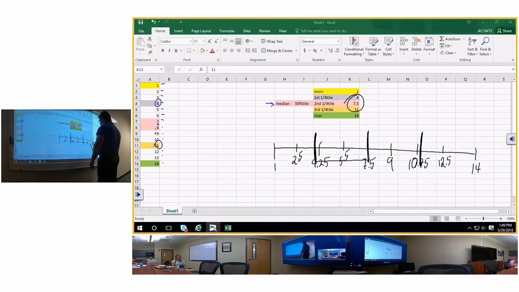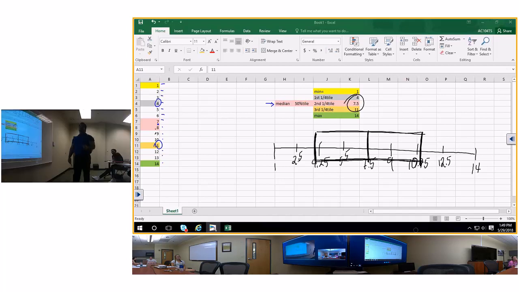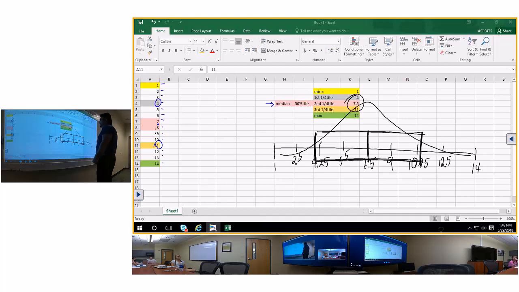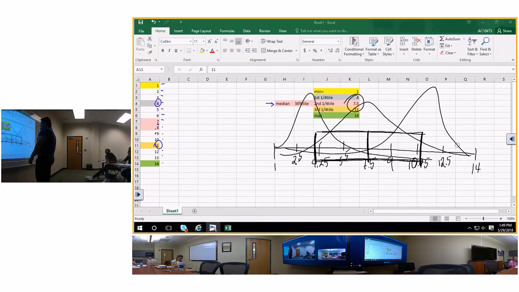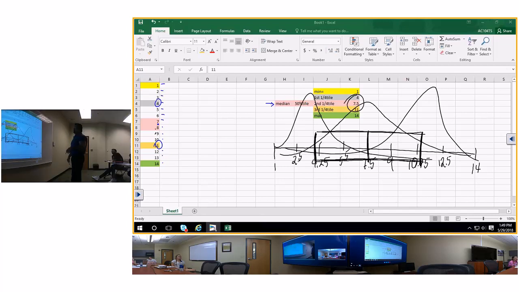Now let me ask y'all a question. Is it always going to fall right directly in the middle and same distance on each side? No, it's not. When you do this, sometimes it's going to look like this, which means a normal curve. Sometimes it's going to look like this, which means skewed right. Sometimes it's going to look like this, which means skewed left.